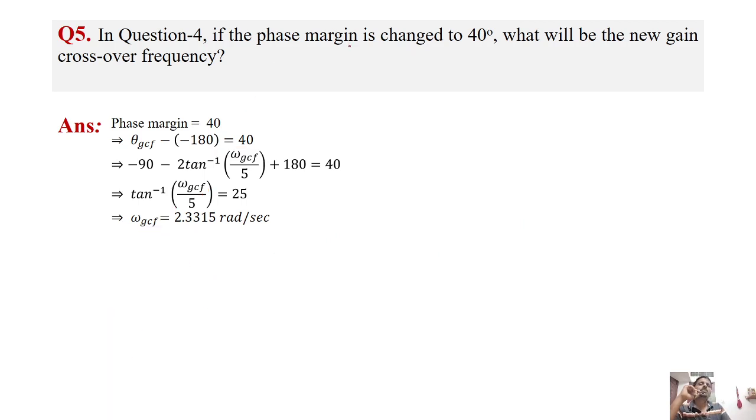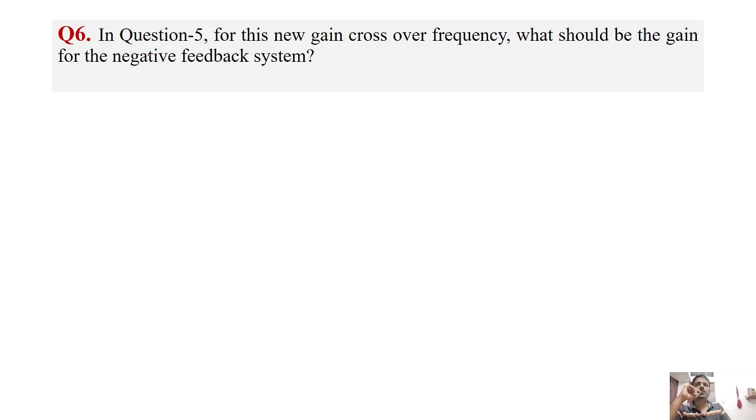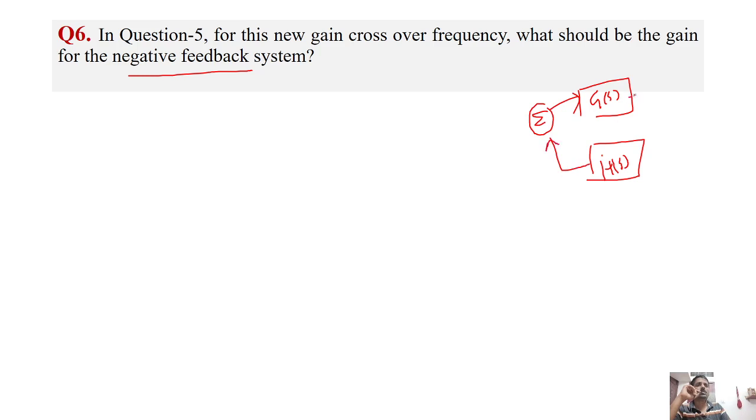But how would this phase margin have changed? There is some change in the feedback factor. So that is the next question: in question 5, for this new gain crossover frequency, what should be the gain for the negative feedback system? Definitely there will be a change, right? G of s has not changed. The only change is that the phase margin has to change. So what should be changed? It is the loop gain that has the effect; the rest is constant. So we have changed h of s, and we just need to find h of s.